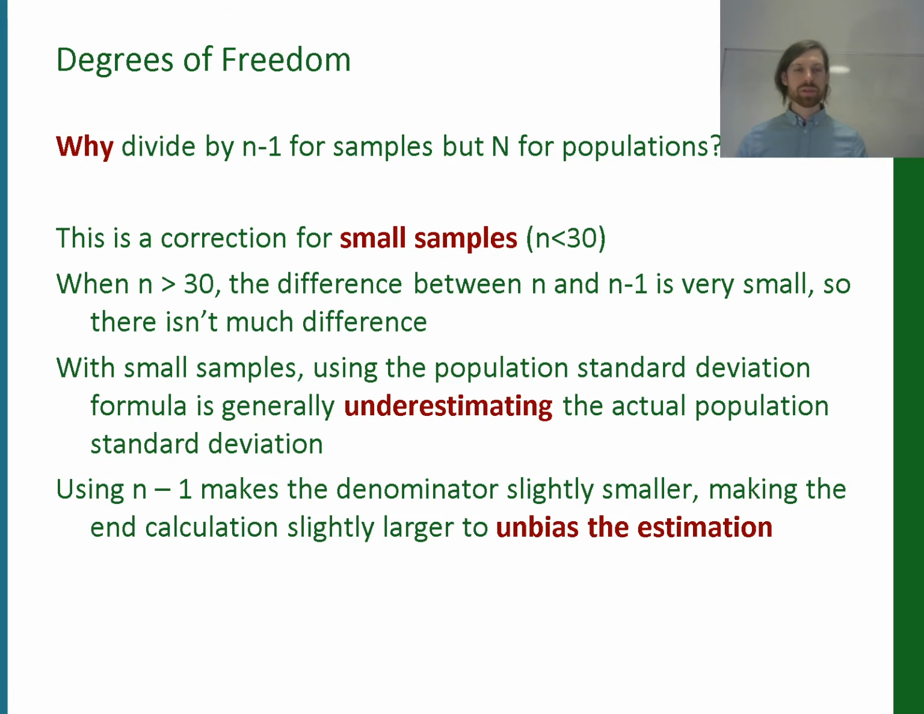As I mentioned before, degrees of freedom is a thing, and that means that we have to divide the smaller samples by n-1 rather than just using the total number of data points that we have in the sample, okay? And I've just provided a bit more explanation here. When n is over 30, the difference is very small, so it doesn't really matter. But when we have small samples, so under 30 data points, for example, the population standard deviation formula is generally underestimating the actual population standard deviation.